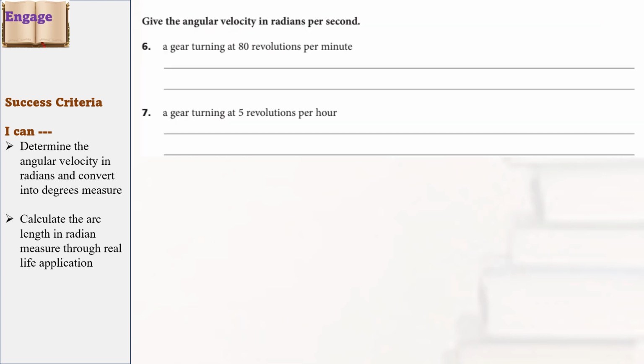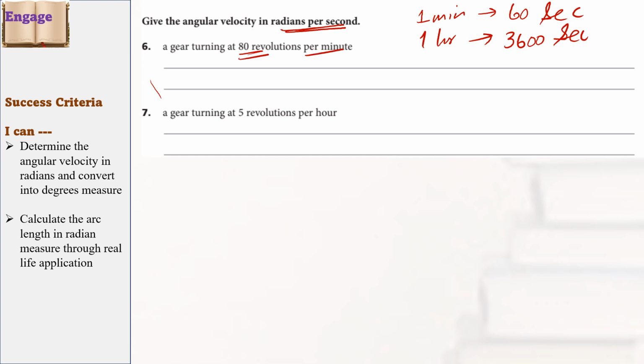Next question, give the angular velocity in radians per second. Remember that in 1 minute, we have 60 seconds. In 1 hour, we have 3600 seconds. So this calculation everyone should know. So a gear running at 80 revolutions per minute. 80 revolutions in 1 minute.